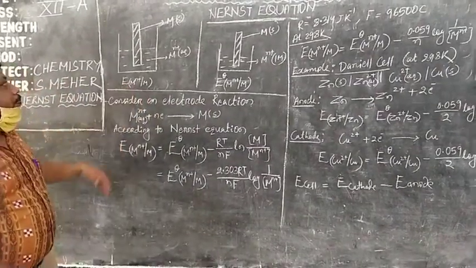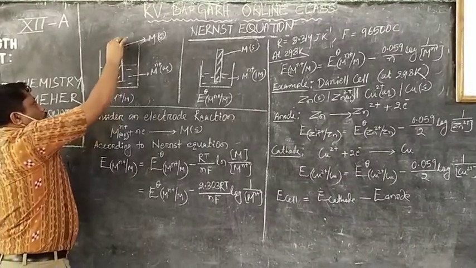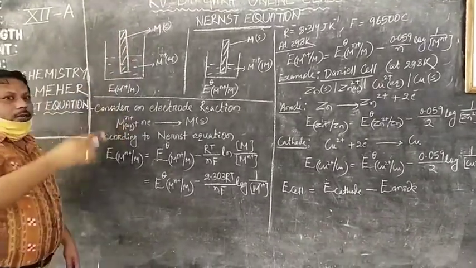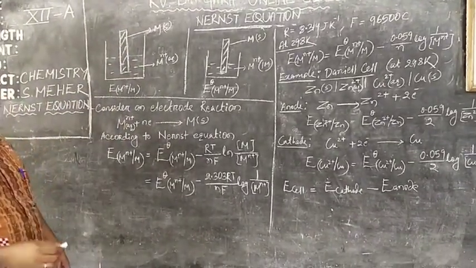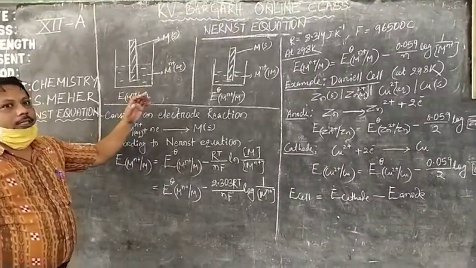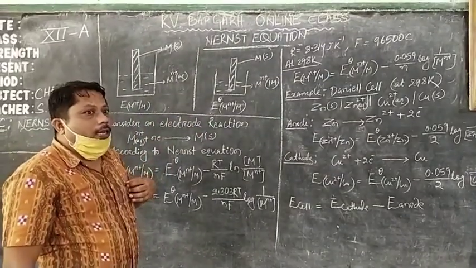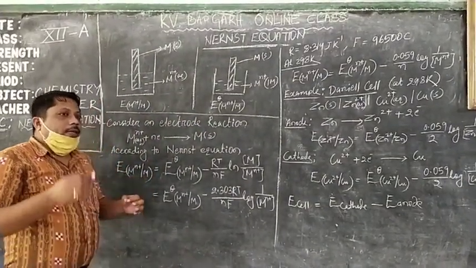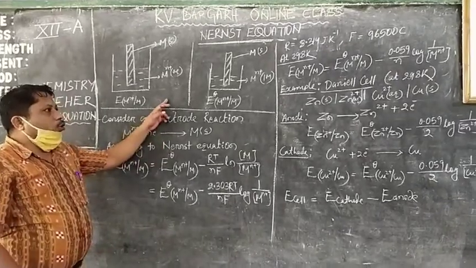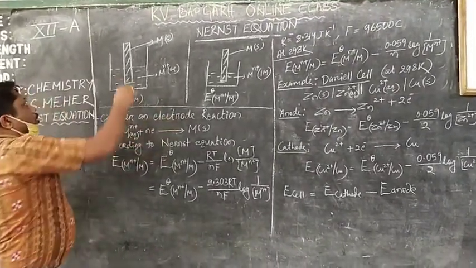Again I am telling, the tendency of an electrode to oxidize or reduce is called electrode potential. If it oxidizes, it is called oxidation potential, and if it reduces, it is called reduction potential. And in the present context, electrode potential means reduction potential.